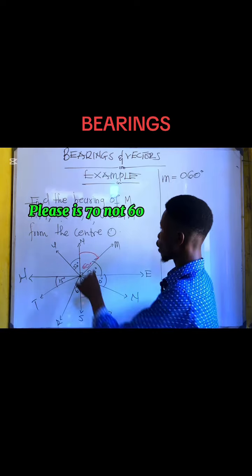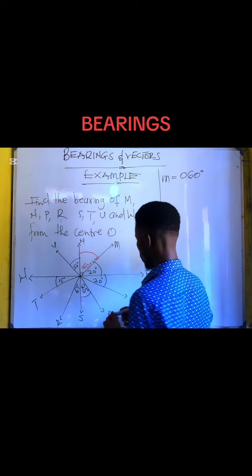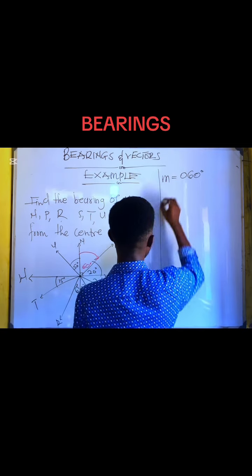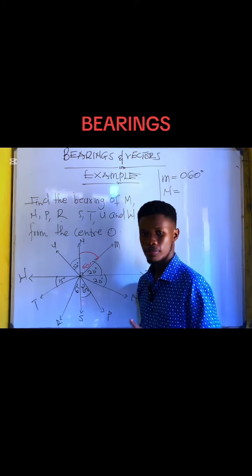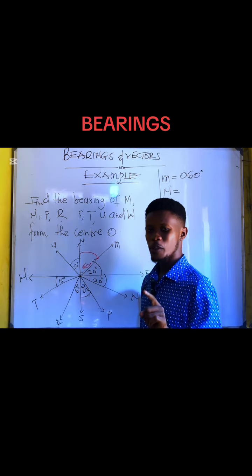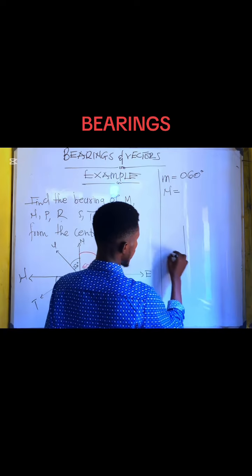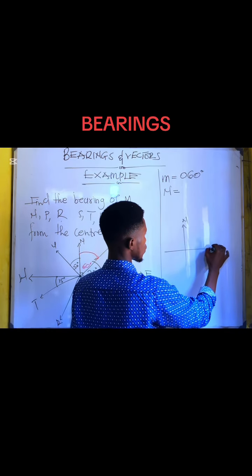Is that okay? Very good. Now you also look for N, the bearing of N. So bearing of N. Now, before we explain that one, I should have said this thing to you. When you draw the cardinal points, for instance, this is the north, the east.